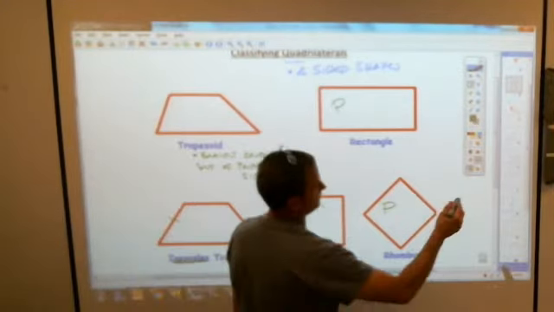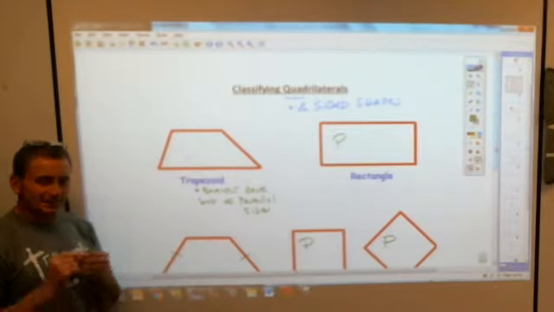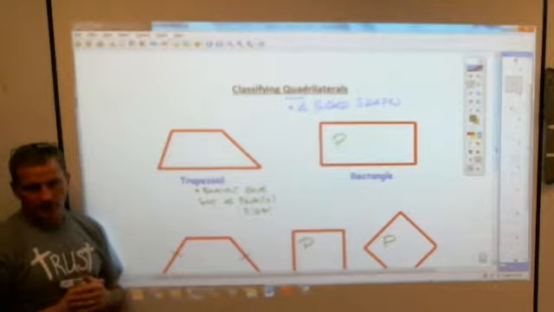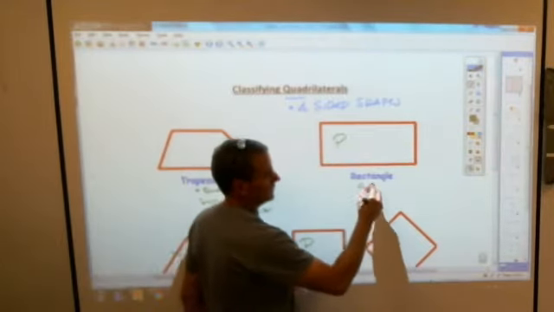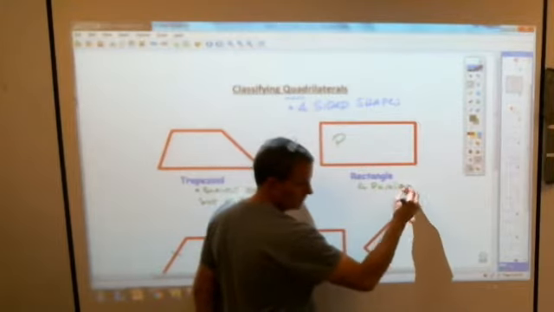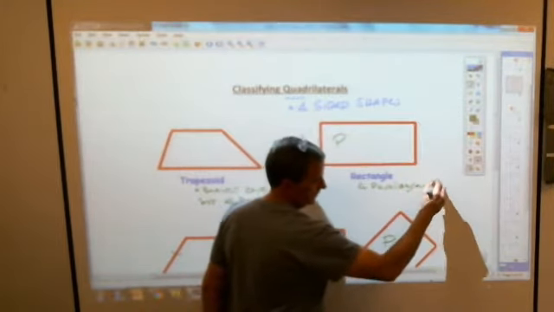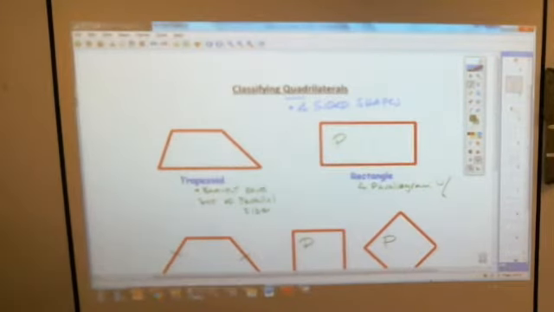Let's do rectangle. What do you suppose is the exact definition of a rectangle? First of all, it's a parallelogram, so we can say that. A parallelogram with, anybody know? Nobody knows. Is it just me?